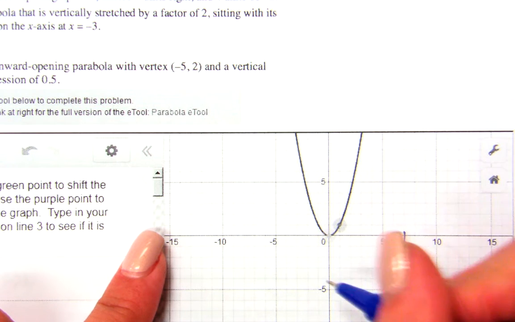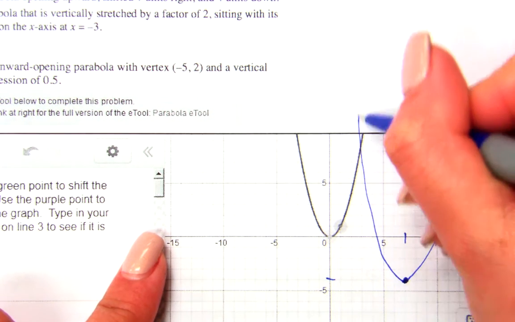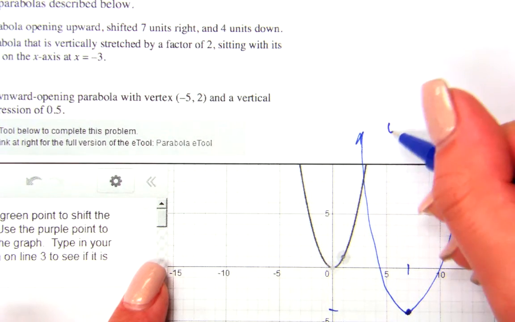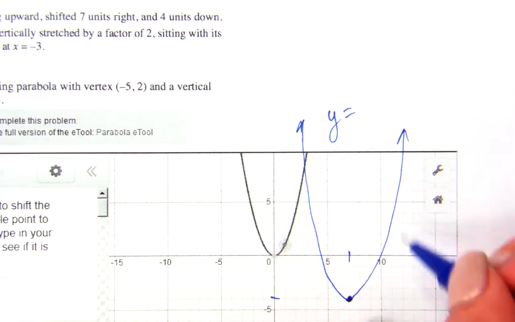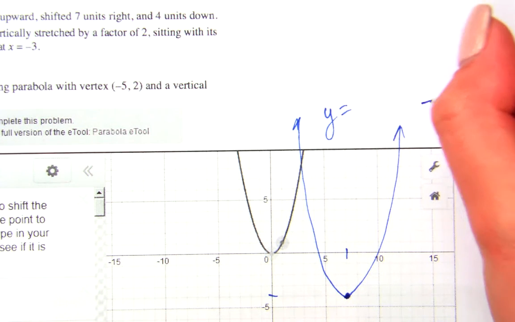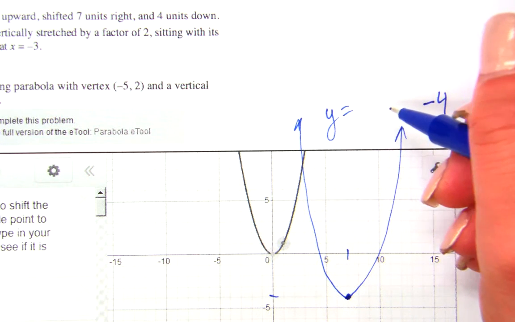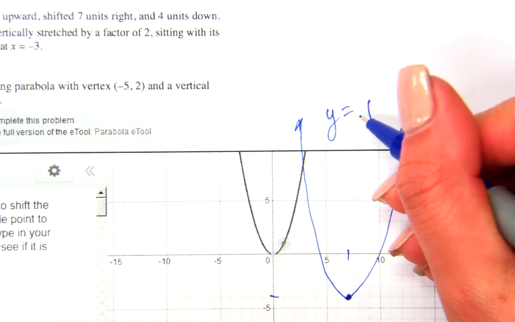It's going to open upwards. It's going to go up like that. And we don't know where it touches the y-intercept, but we don't really care about that. What we want to know is what's the equation. So since it moved down 4 units, you know it's going to be a -4 on the end. And it didn't compress or stretch, so that means there's no number out in front.